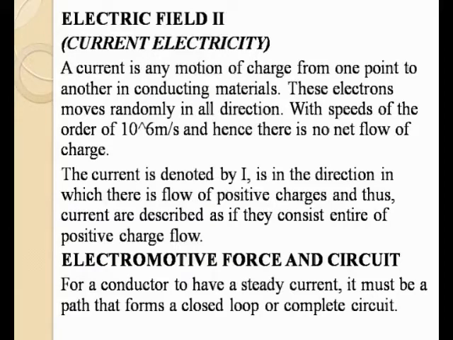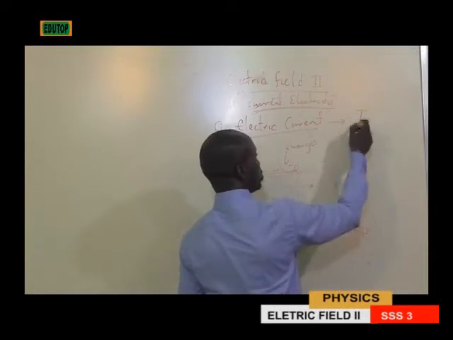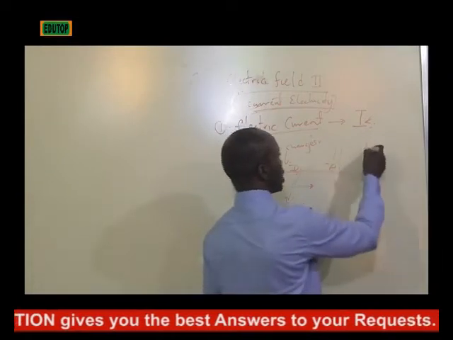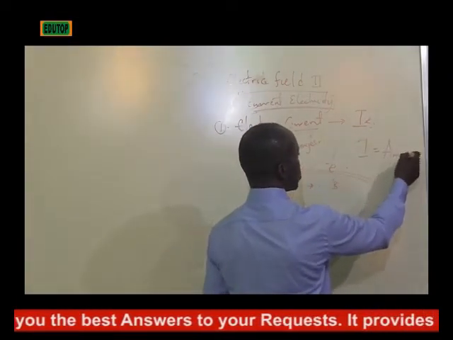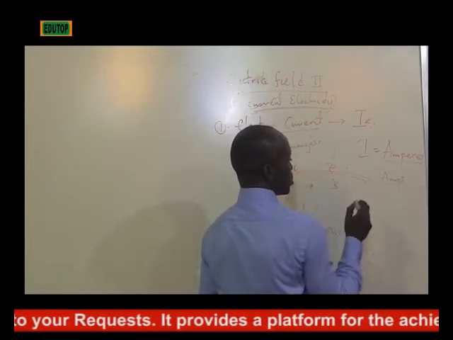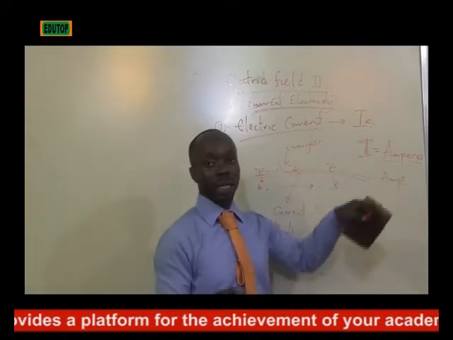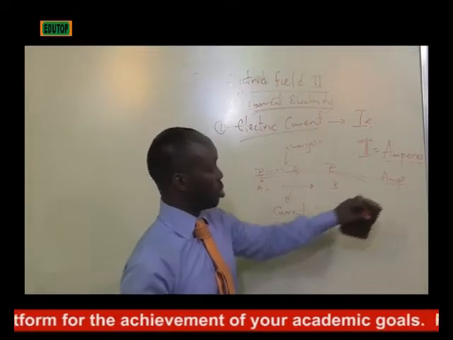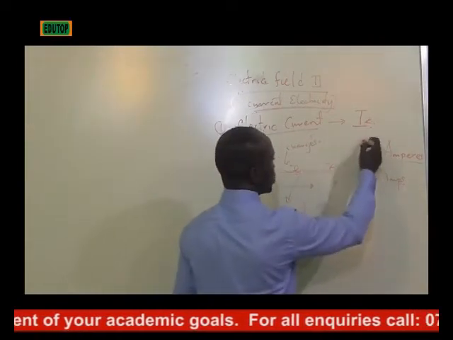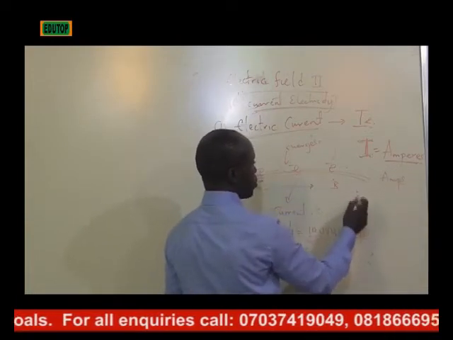Now, current is denoted by I. You understand? The actual notation for current is I, and it has an SI unit. The SI unit of current is ampere. Some people call it amps. The short word is amps. But amps is always used by laymen, like roadside mechanics. If you want to be an engineer, you must describe the SI unit of your current as ampere. You understand? And the short form of ampere is A.